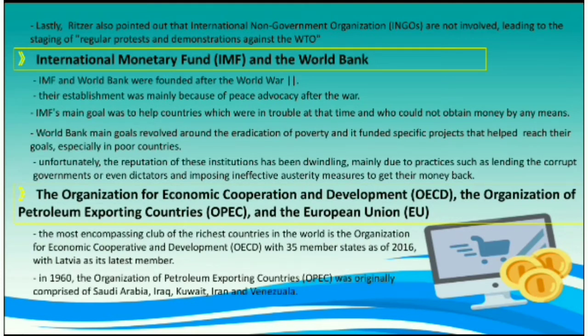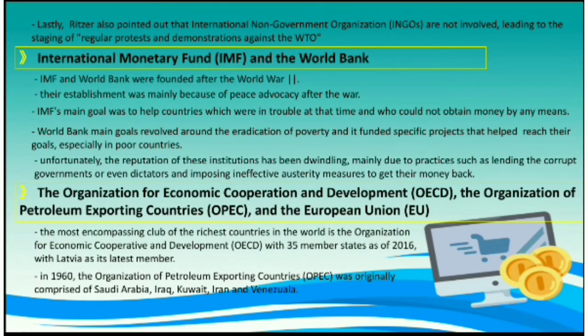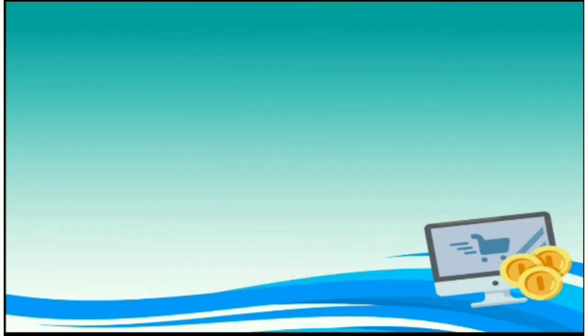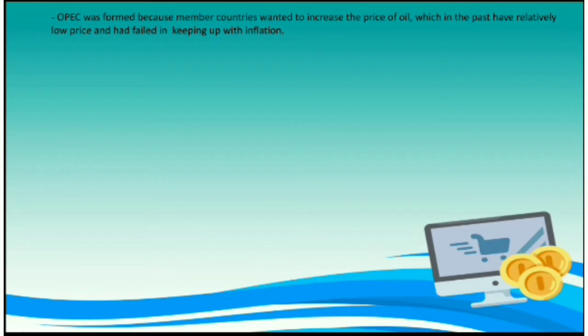In 1960, the Organization of Petroleum Exporting Countries, or the OPEC, was originally comprised of Saudi Arabia, Iraq, Kuwait, Iran, and Venezuela. OPEC was formed because member countries wanted to increase the price of oil, which in the past had a relatively low price and had failed in keeping up with inflation. The European Union, on the other hand, is made up of 28 member states.